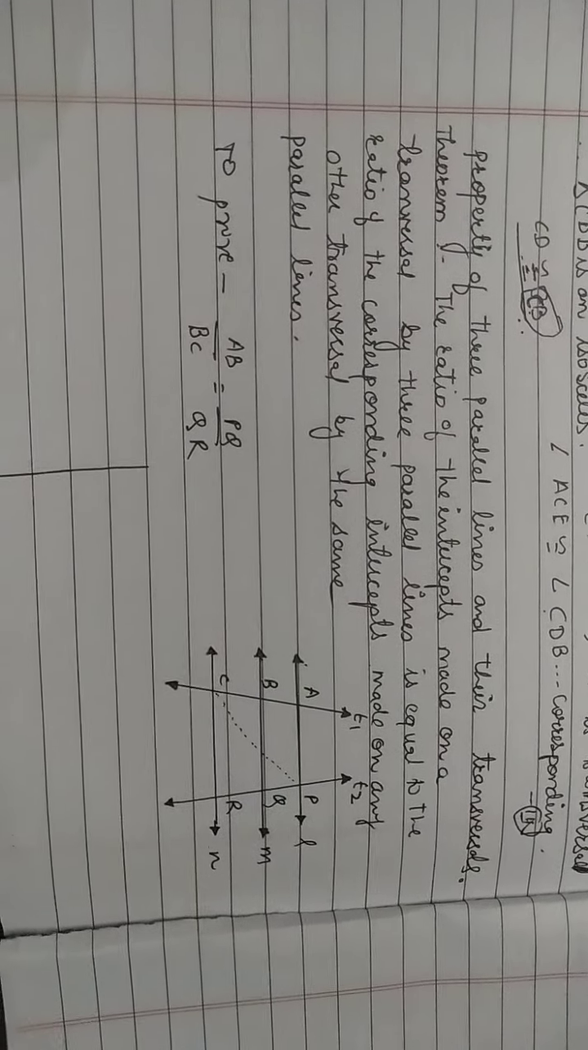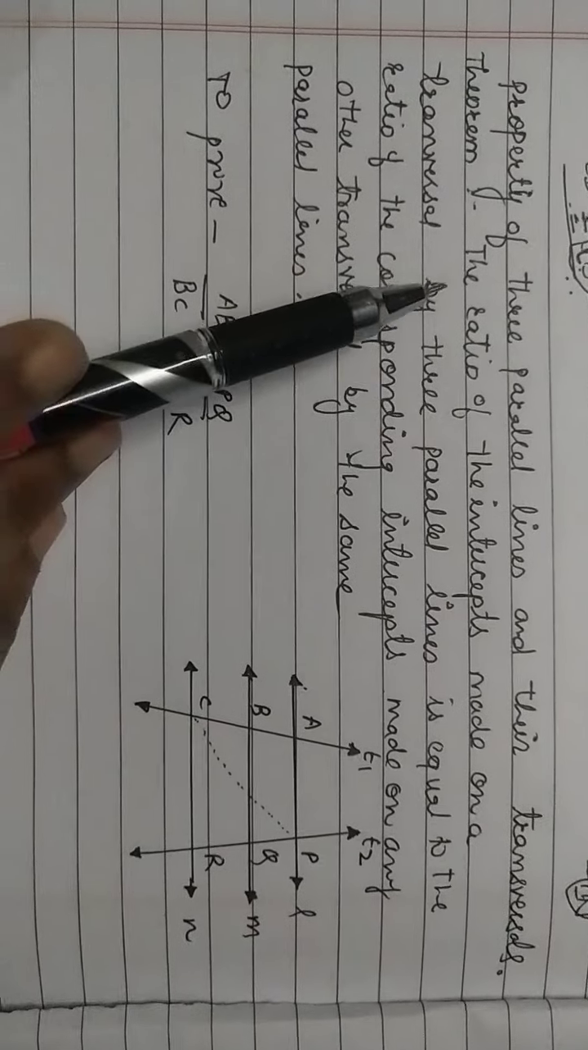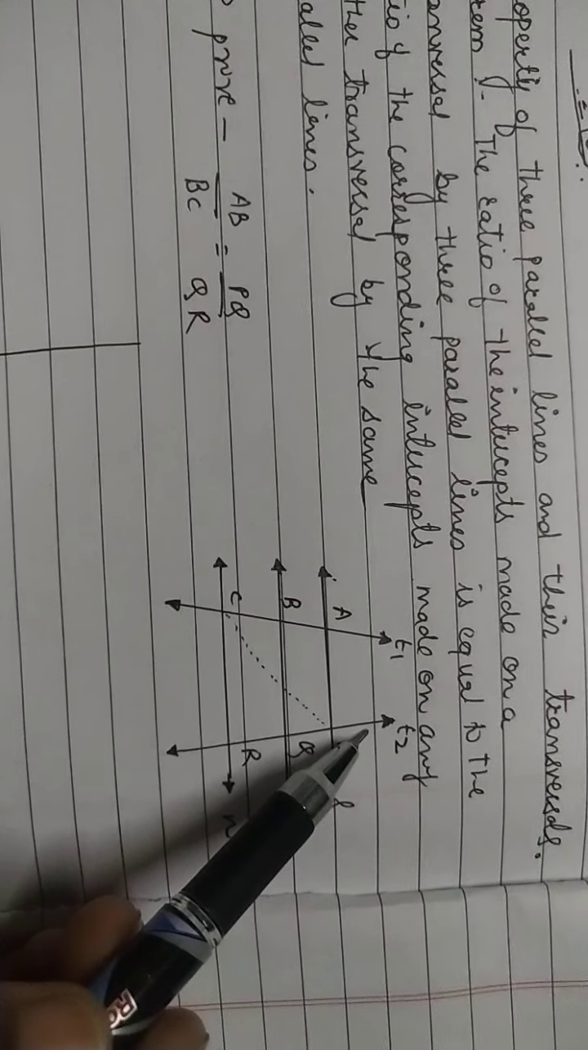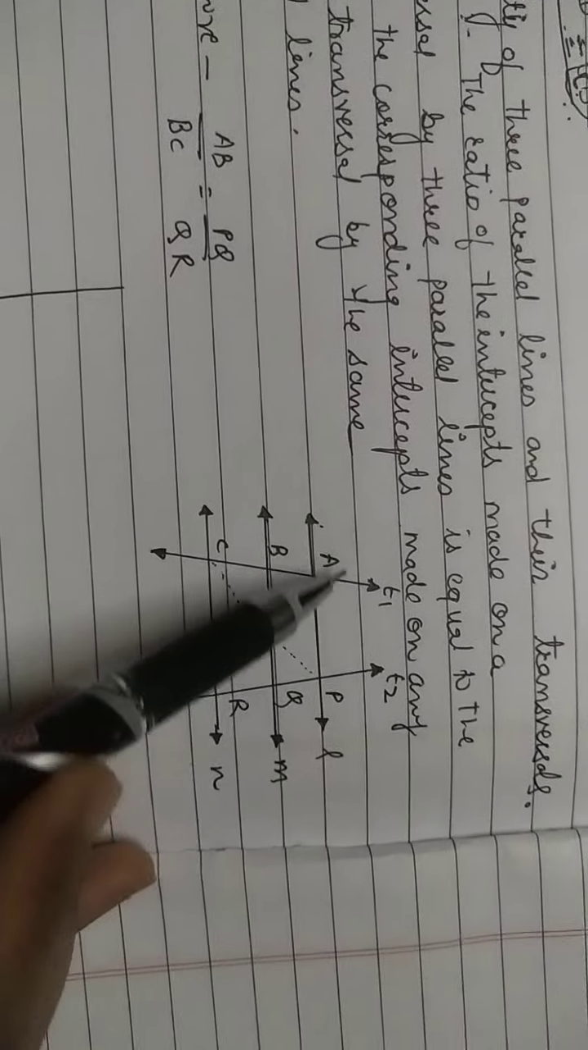a property of three parallel lines and their transversals. All of you can see here L, M and N are three parallel lines. T1 and T2 are transversals. We will first read the statement. The ratio of the intercepts made on a transversal. Now first of all, what is an intercept? If T1 and T2 are transversals, because of these three parallel lines, AB, BC, PQ and QR are the intercepts made on the transversal.